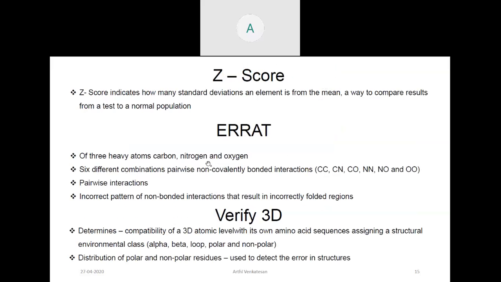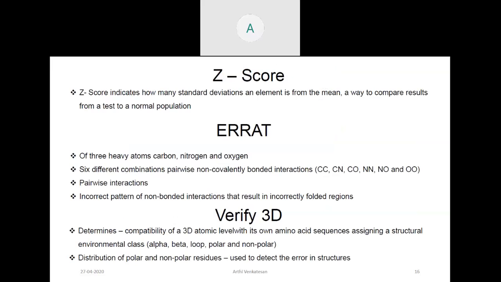The next one: I have done all those things. I have modeled a protein, as Magesh said, and I have done the Ramachandran plot also. So is it enough to validate the protein? No, right? Since we are using a computational method, you need to look for other criteria also. There are many validation tools available, such as the Z-score, which indicates how many standard deviations an element, here the atoms present in the protein sequence, deviates, to compare the results against a normal population.